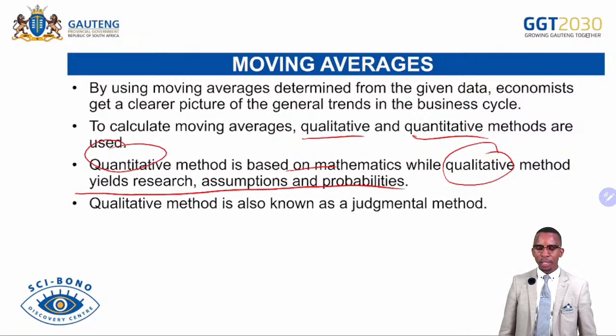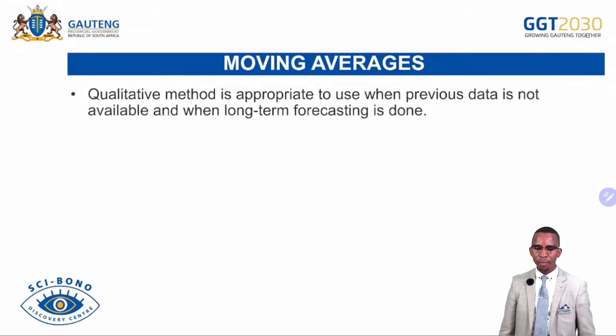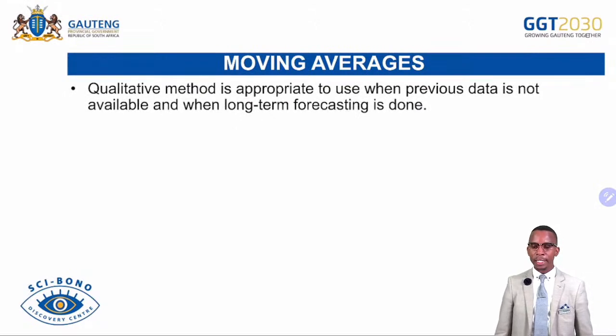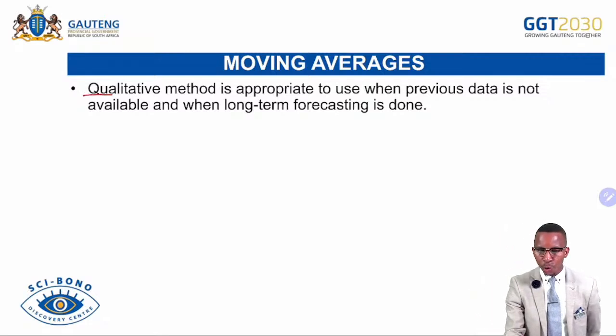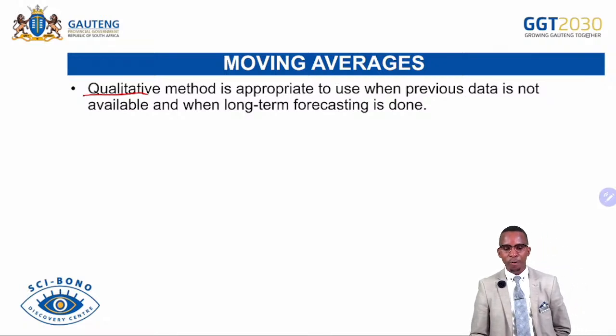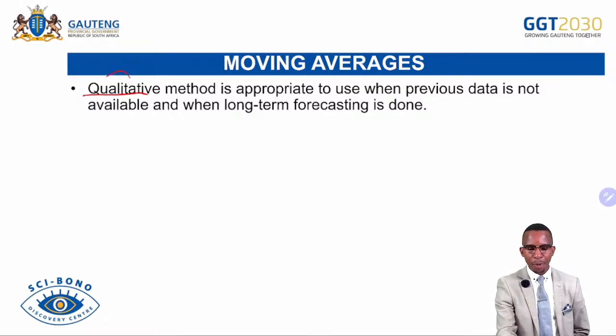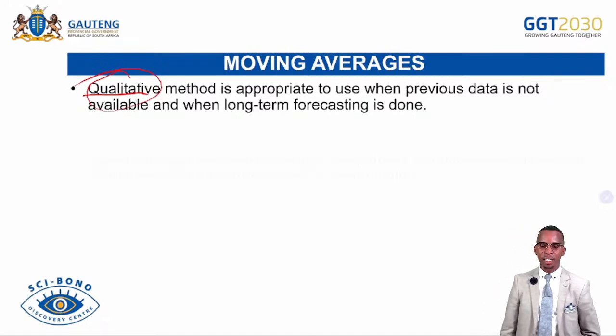Qualitative method is also known as judgmental method because you use your own judgment in there. The qualitative method is appropriate to use when previous data is not given. You can use it if the previous data is not available and when long-term forecasting is done. So we prefer this if information is not well available over the previous years.